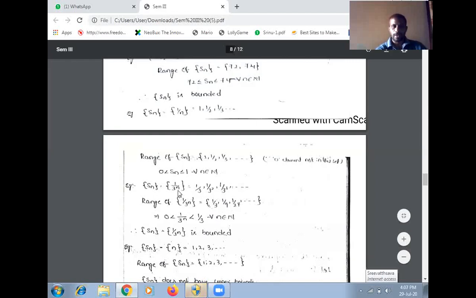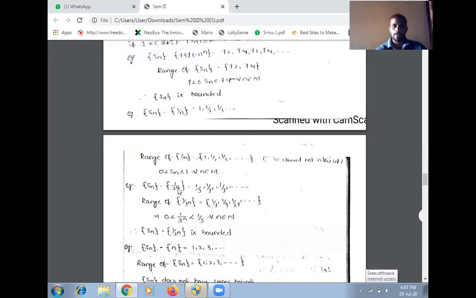If n tends to infinity, then 1 by 3 to the power of infinity, 1 by infinity means 0. So 0 is the lower bound of this sequence. So 0 is the infimum of 1 by 3 to the power of n, and 1 by 3 is the supremum of 1 by 3 to the power of n.